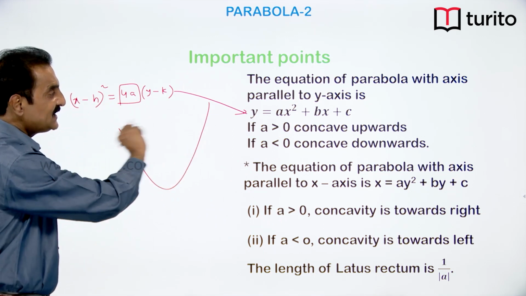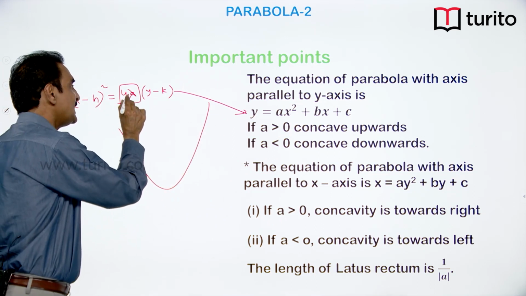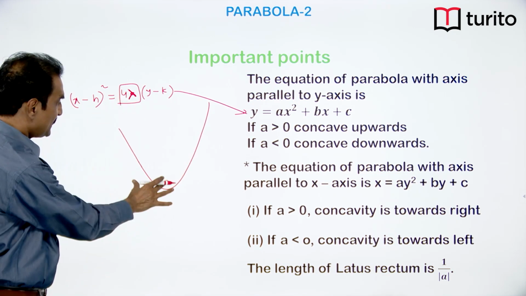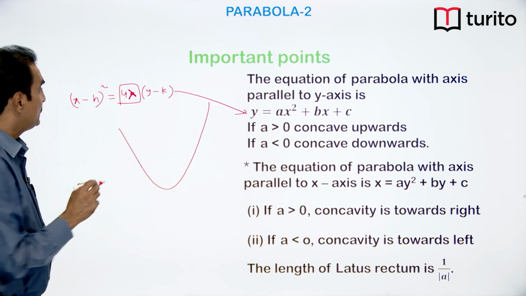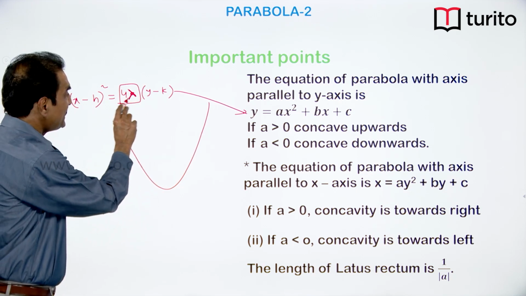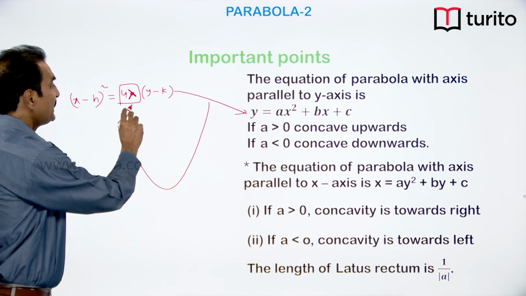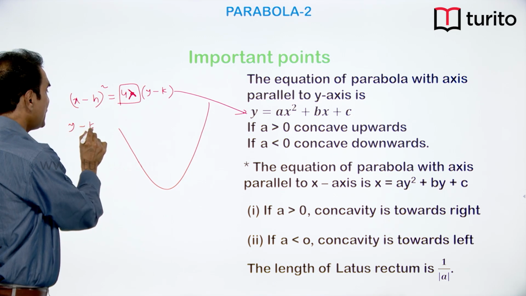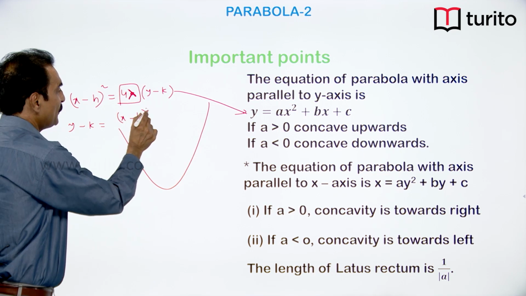Here a is present in both the equations, so I will take this a as lambda. Then this is the parabola whose shape is like this. The length of the latus rectum of this parabola is 4 lambda. Here you can write this as y minus k is equal to (x minus h) whole square by 4 lambda.